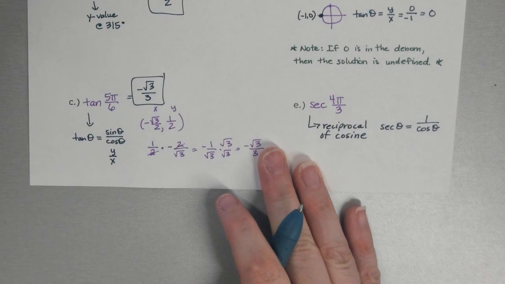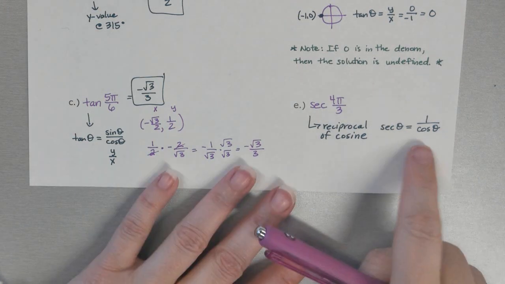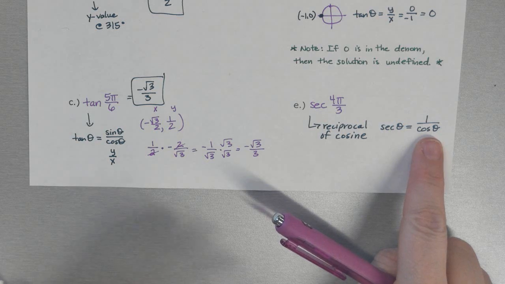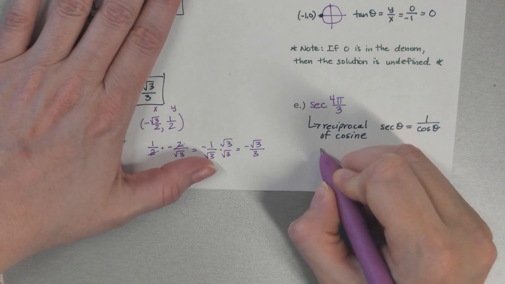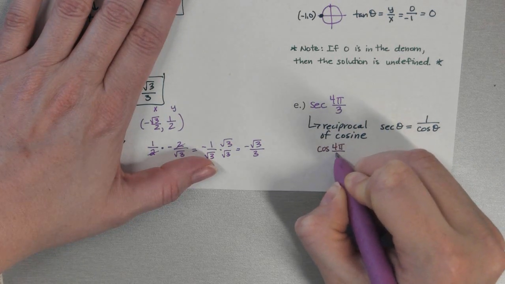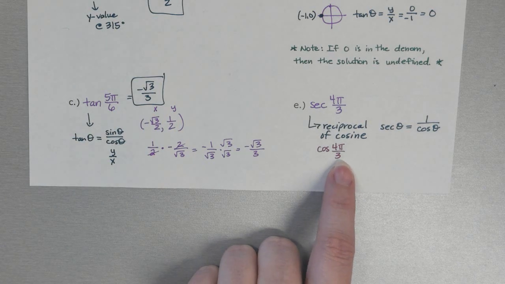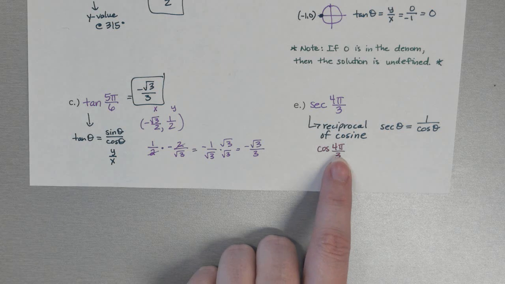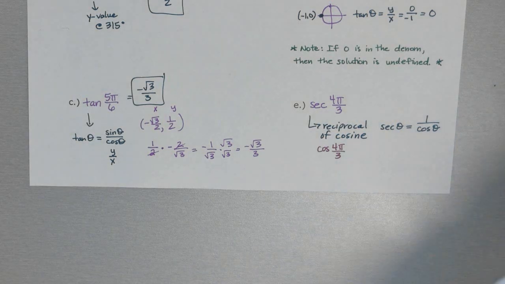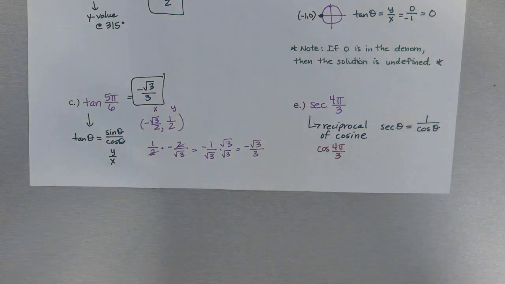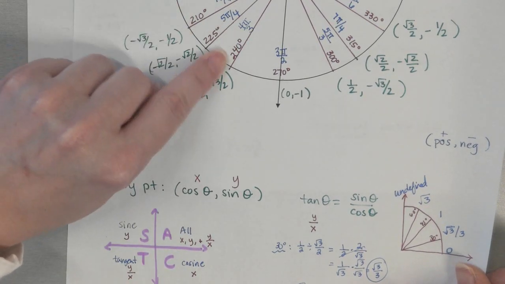So what that means is if we're trying to find the secant of 4 pi over 3, we can find the cosine of 4 pi over 3 and put it over 1 or find the reciprocal. So let's find the cosine of 4 pi over 3. Think about that. Is that greater than pi or less than pi? Greater, because pi would be 3 pi over 3. So that's going to be in what quadrant? 3. Yep. I always think of pi because that's an easier frame of reference.